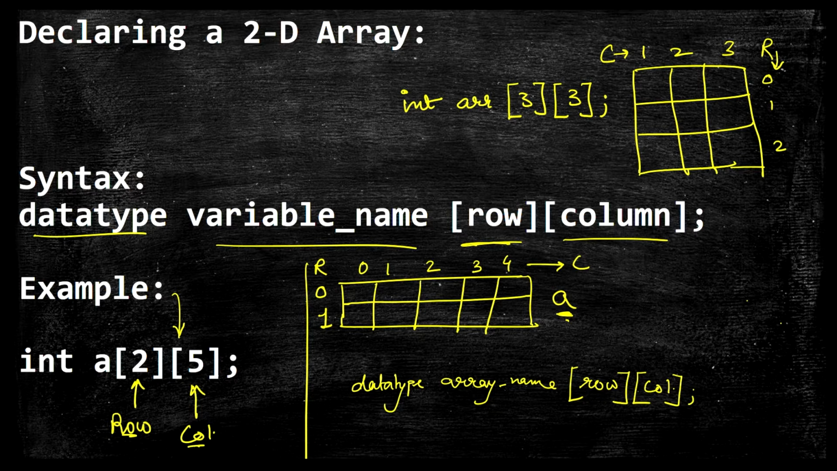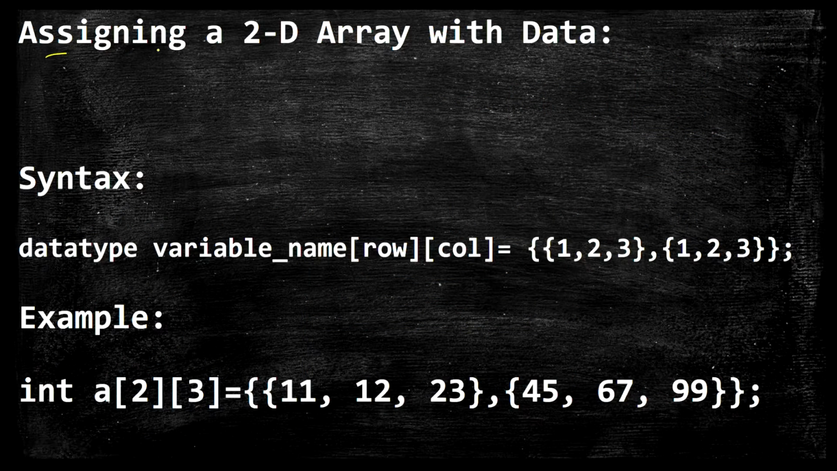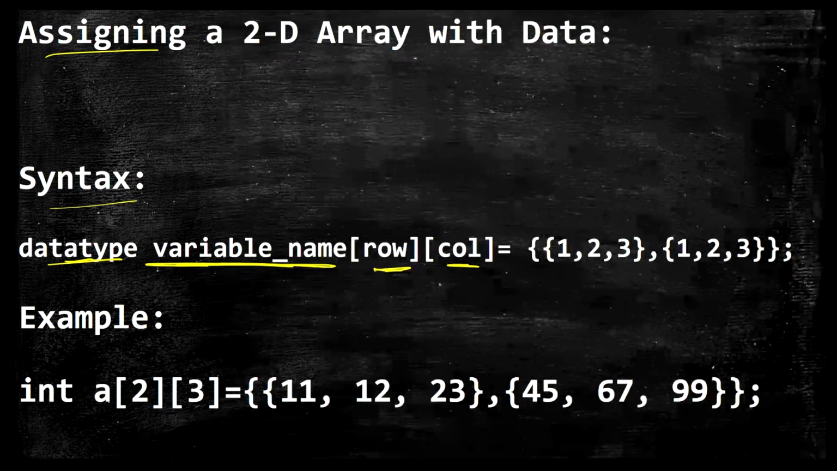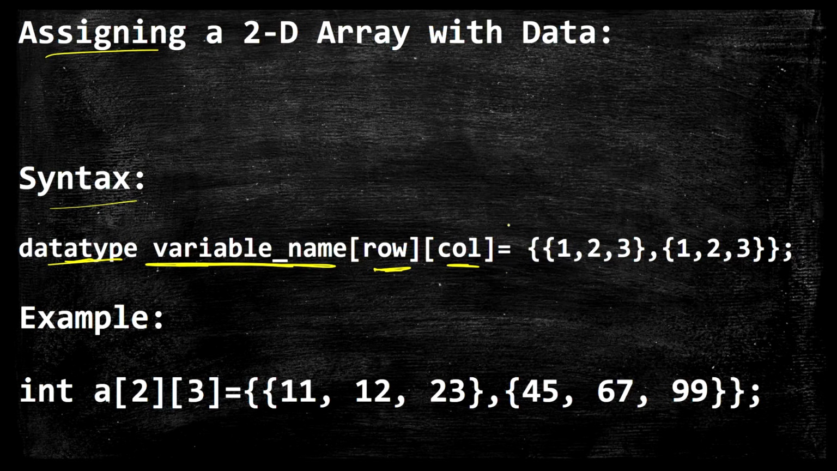Now we will see how we assign values to the boxes or cells of a 2D array. So let's have a look at that. We will now see assigning a 2D array with data. So this is the syntax. The syntax follows this way: the data type, variable name, row, column. Clear? Data type, variable name, row, column.